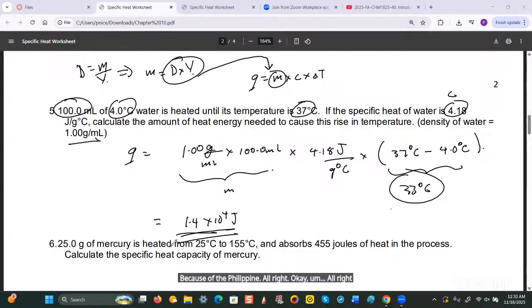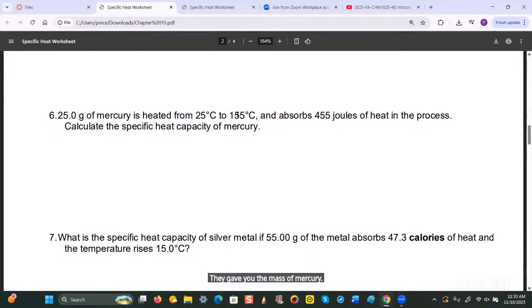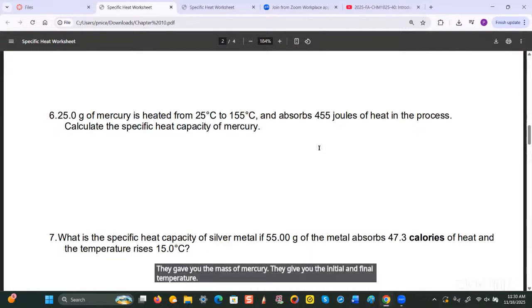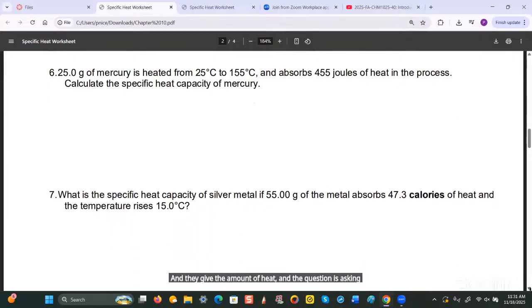So let me clear this and scroll down to number 6. All right. So let's hear what you guys have to say about number 6. They gave you the mass of mercury. They gave you the initial and final temperature, and they gave you the amount of heat. And the question is asking for the specific heat of mercury. So how would you approach this problem?